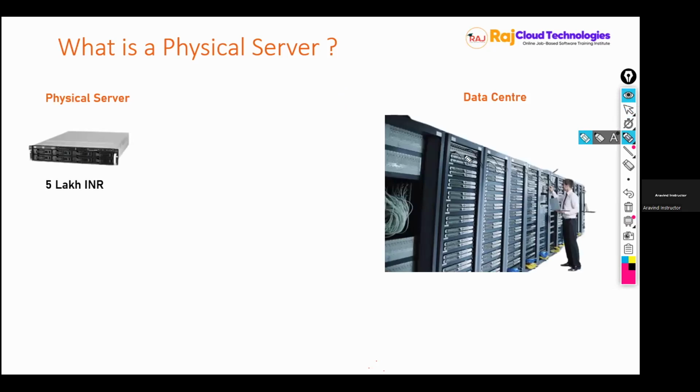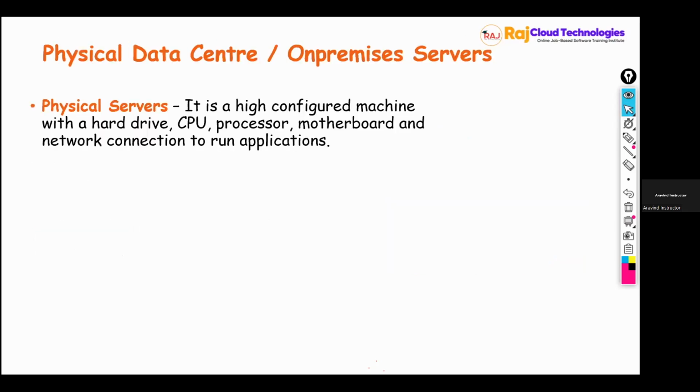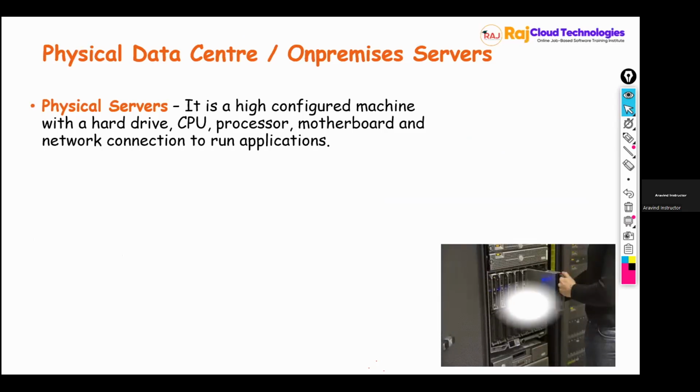So these are all servers. See, all these are physical servers. To set up this infrastructure in my company, I need at least 5 crore only for purchasing the servers. What is a physical server? A physical server is a high configured machine with a hard disk, CPU, motherboard, and network connection to run applications, same as a laptop or computer, but with high configuration. That's the only difference. Not only the physical server, I need to install an operating system in all these servers.